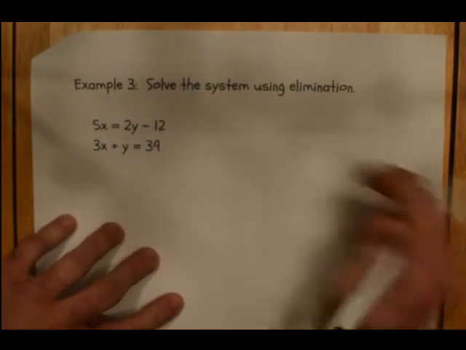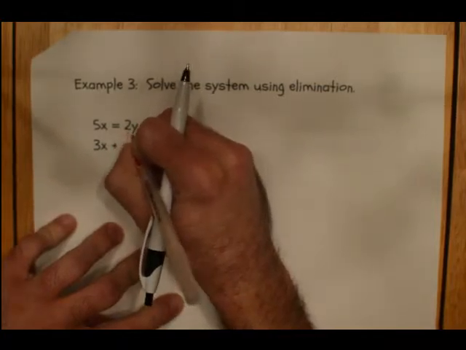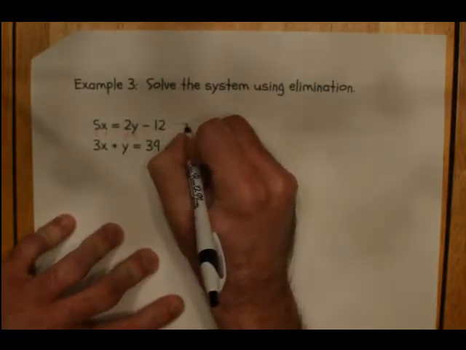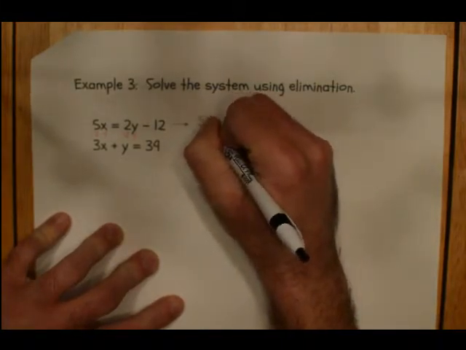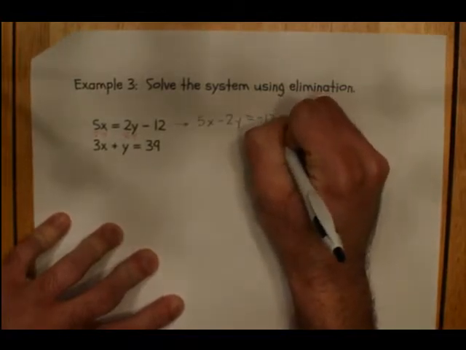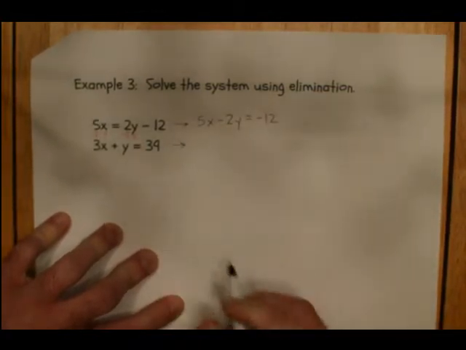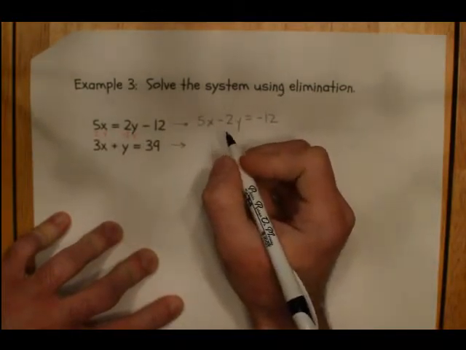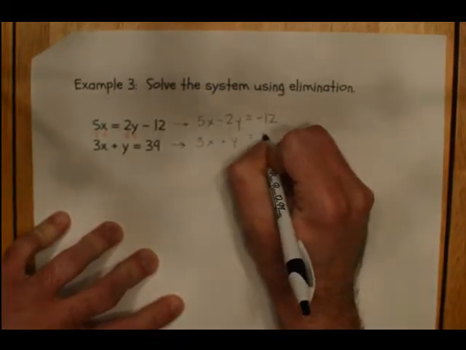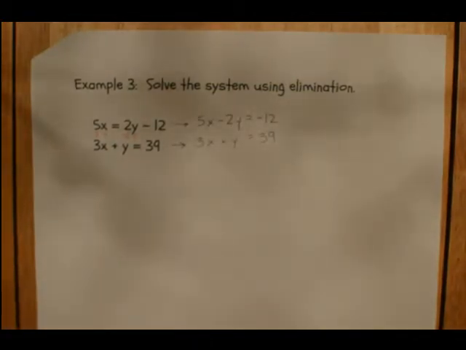So I'm going to take this first equation and we'll need to get rid of that 2y that's on the right. So we'll subtract it away. What that's going to give us is on the left side 5x minus 2y, and on the right side we're left with negative 12. That second equation, there's nothing we need to do with that because 3x plus y are on the left, and 39 is on the right.